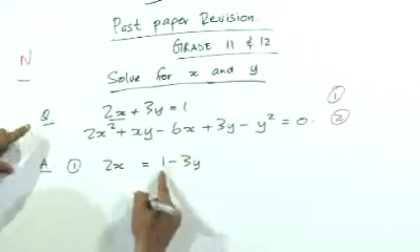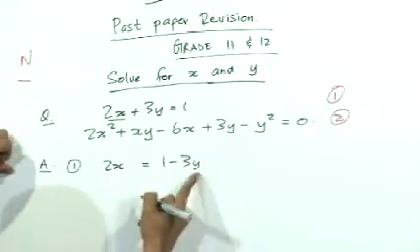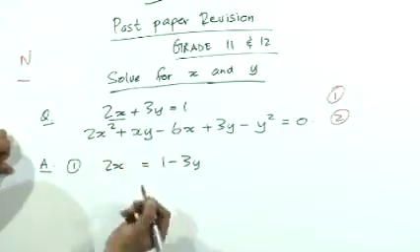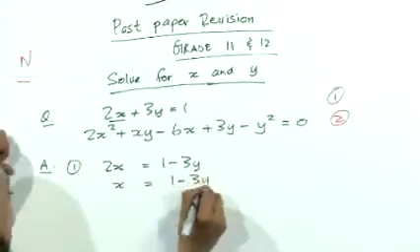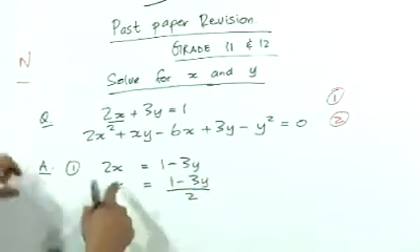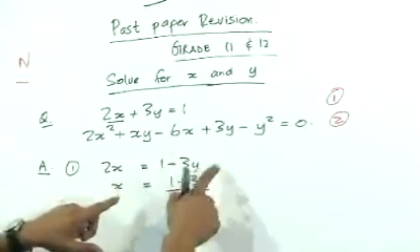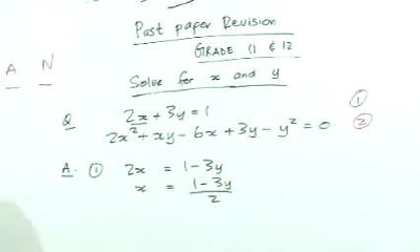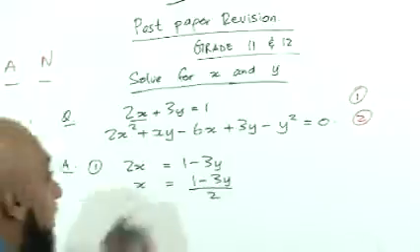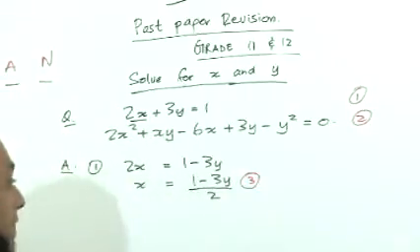Divide by 2. Don't do it separately. You're going to make a mistake when you're substituting. So watch the process. We're going to divide the entire side by 2. It means the same thing. But don't make it 1 over 2 minus 3 over 2y. Divide the entire side by 2. So there we go. You can call it equation number 3.